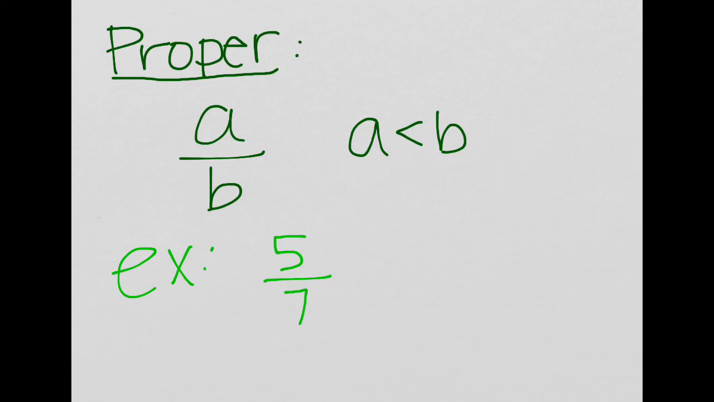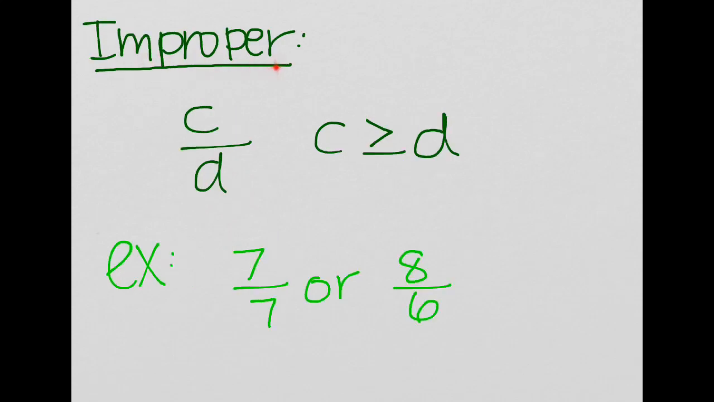Okay? Now there are improper fractions, such as c over d. In this case, c is greater than or equal to d. So, for example, in 7/7, we have that 7 is equal to 7. No improper behavior. And then in our example, 8/6, realize that 8 is bigger than 6. Again, very bad and improper behavior for fractions.